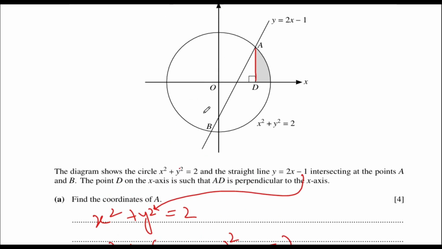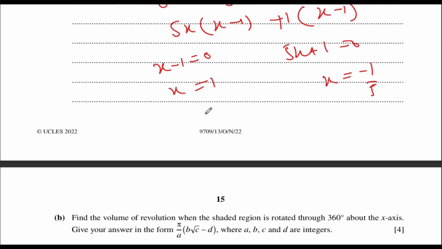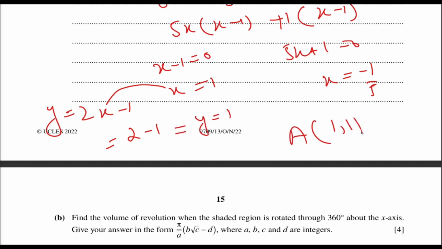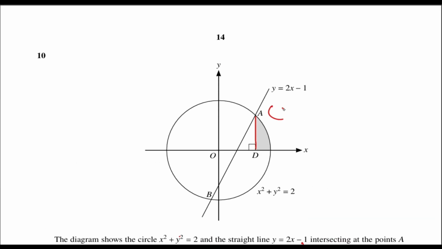So now, as it said, find the coordinates of A. So A coordinate might be x is equal to 1, and y was equal to 2x minus 1. So by using x is equal to 1 over here, we will get 2 minus 1, y is equal to 1. So the coordinates of A will be 1 comma 1. Let's write it out over there. Coordinates of A will be 1 comma 1.